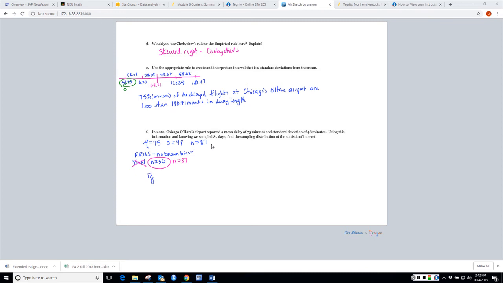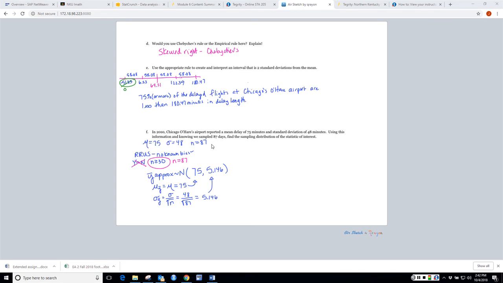So then we can say that y bar will be approximately distributed normally. Remember, the mean of y bar is just mu, so that's going to be our 75. The standard deviation of y bar is sigma over the square root of n, so that will be 48 over the square root of 87, which gives us approximately 5.146. So then these numbers are going to be what we plug in for the mean and standard deviation of y bar.